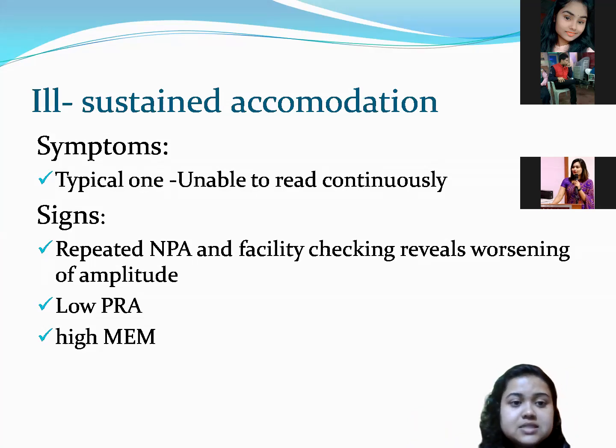Okay, ill sustained accommodation. First time when you are testing the accommodation, suppose you have got 12 diopter. Second time when you are testing, you will get 0.5 diopter to 1 diopter less. Suppose from 12 diopter first time, then you have got 11 diopters. Third time when you are doing, you are getting 10 diopter. Fourth time if you are doing, you might get 9.5 diopter. So that is an ill sustained accommodation.